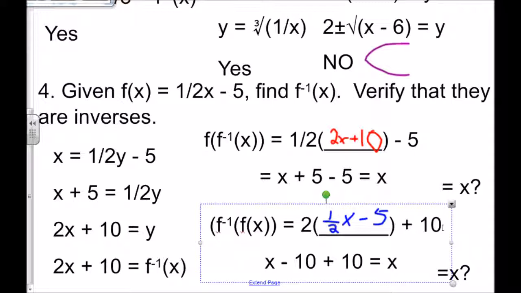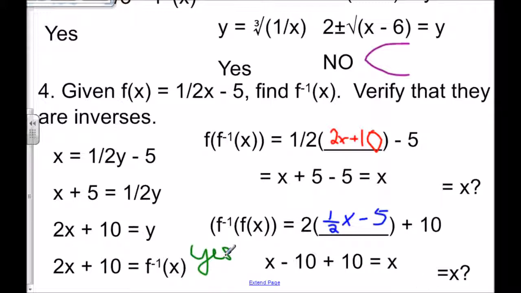So what we have proven is that, yes, f and f inverse are inverses, but you have to prove it by composing them with each other.